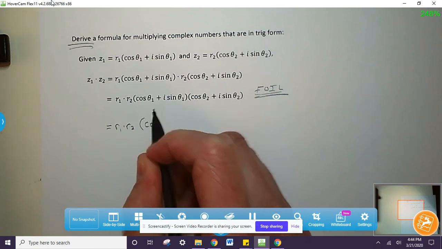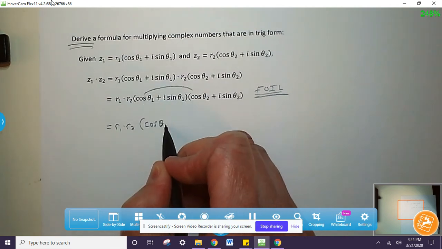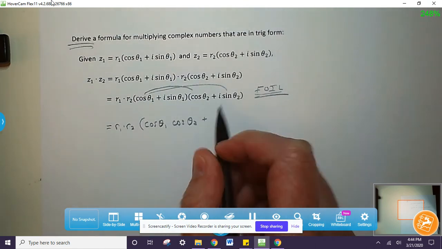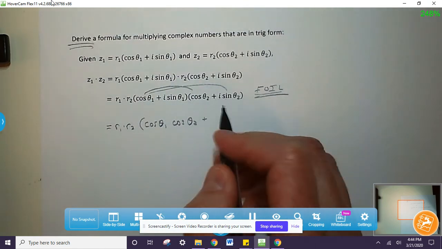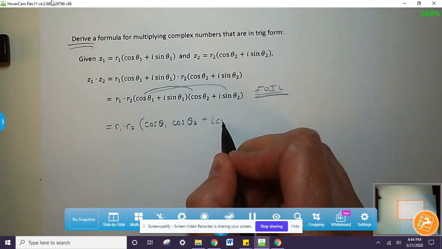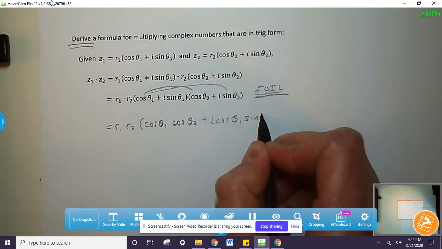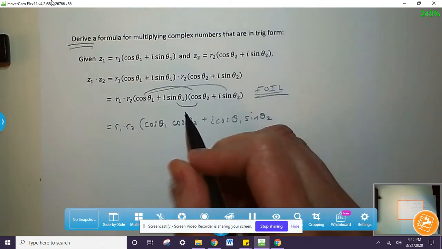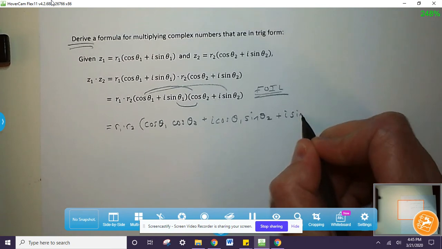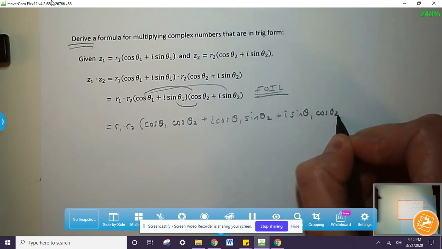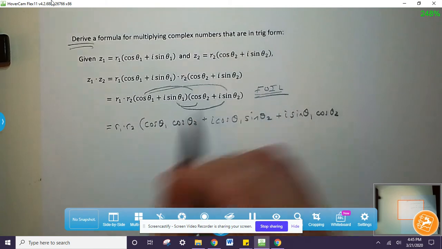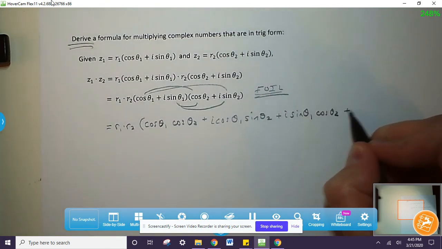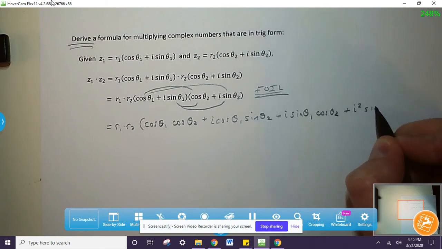First times first will be cos theta 1 times cos theta 2. The outers, if it's okay with you, instead of cos theta 1 plus i sine theta 2, I'm going to write i cos theta 1 sine theta 2. Just like to have the i out front. And then for my inners, I'm going to have plus i sine theta 1 cosine theta 2. And for last times last, I have i sine theta 1 times i sine theta 2. So that's going to be plus i squared sine theta 1 sine theta 2.